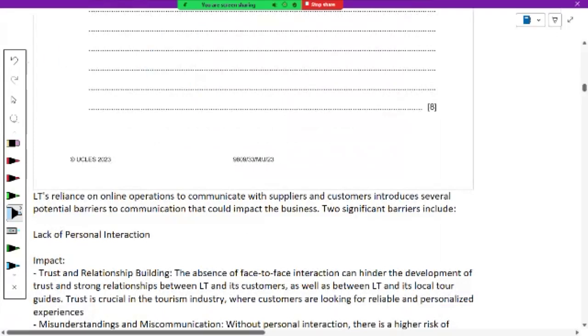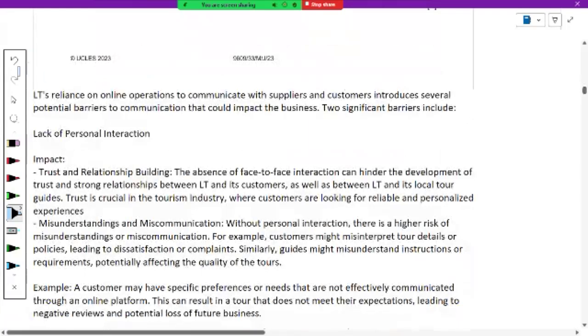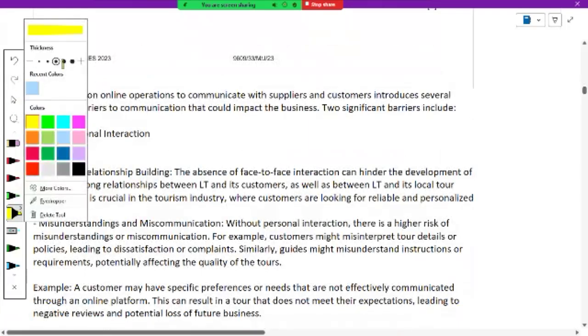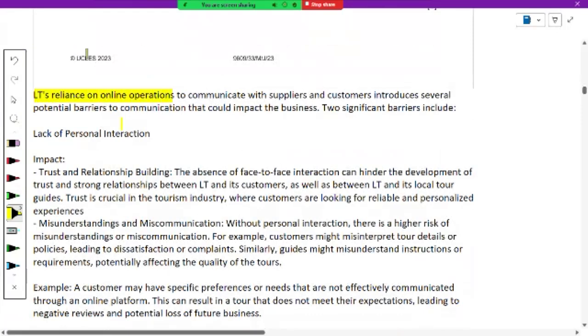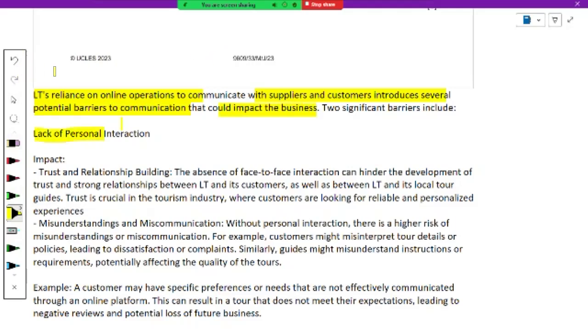Okay, so first of all, started from here: LT's reliance on online operations to communicate with suppliers and customers introduces several potential barriers to communication that could impact the business. Two significant barriers could include, the first one, the lack of personal interaction. So when I state the first barrier, it means that I've basically gotten the marks of knowledge. So this is my knowledge basically. And now I'm going to explain how this lack of personal interaction would be a problem.